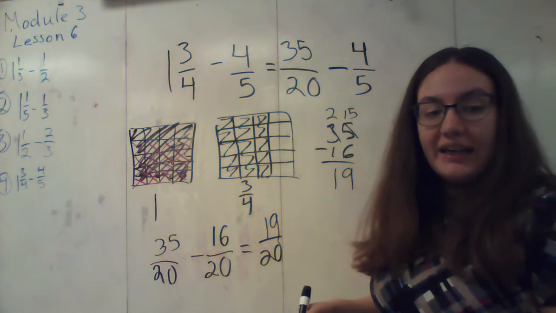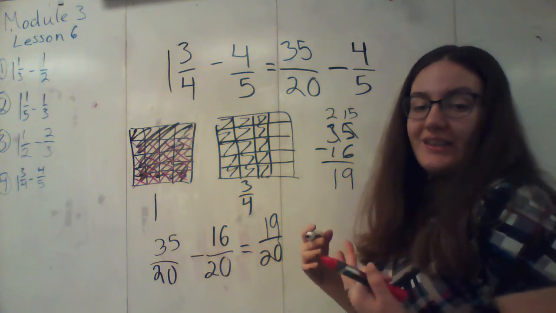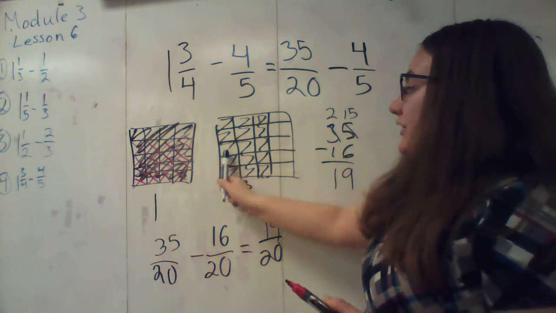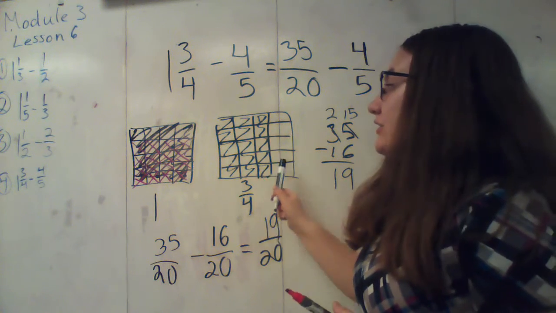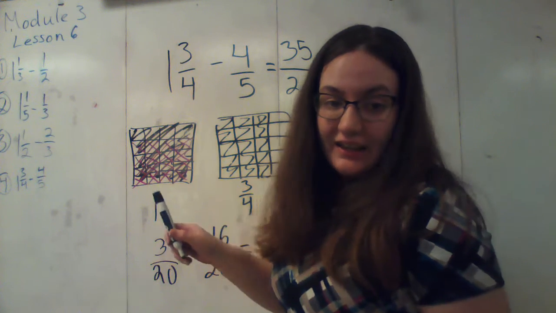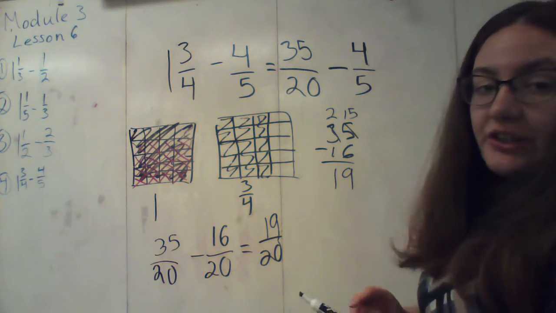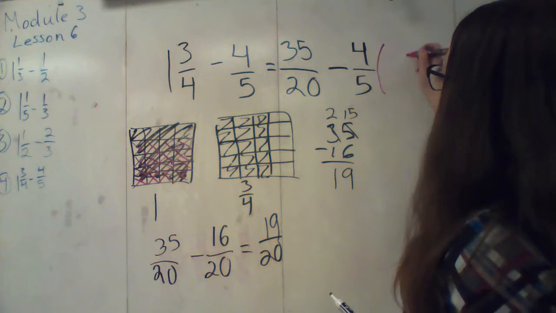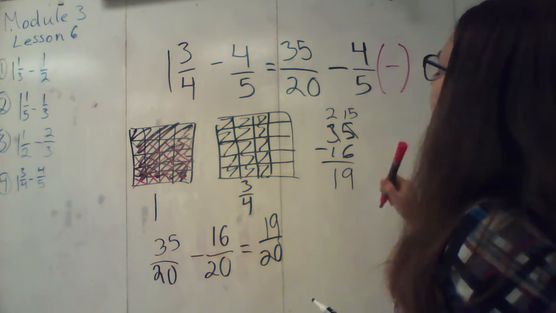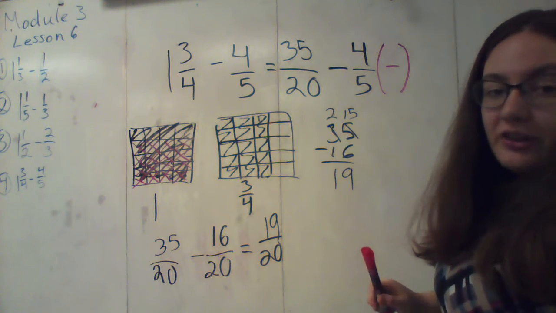I can check if my answer is correct by counting up the boxes that are left over that are still shaded in. So I know I had 15 over here, so I had 15, 16, 17, 18, 19 over 20. Now to show it to you numerically, I have to create a common denominator between my 4/5 and my 35/20.